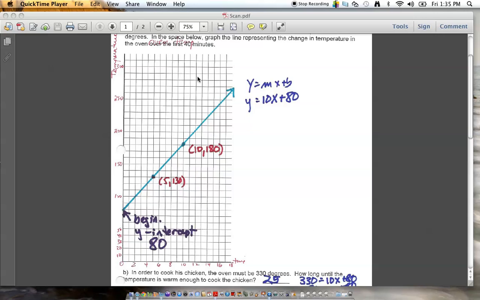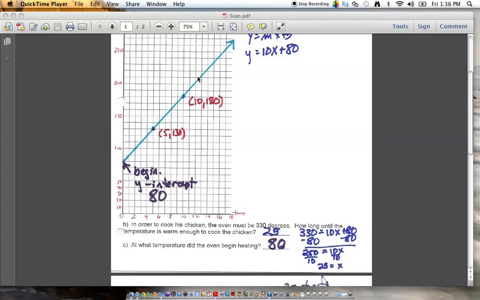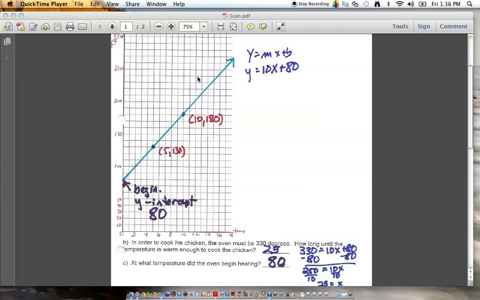Oh. Now, the other question was question B. And question B said, in order to cook his chicken, the oven has to be 330 degrees. How long until the temperature is warm enough to take care of the chicken? And what I did is this. First, I looked at the blue line and I said, you know what? Let me figure out the equation of the line with y equals mx plus b. I noticed that the slope was up 5 over 5. And if you go up 5, you didn't really go up 5. What did you really go up? 50. Because every box is worth 10.